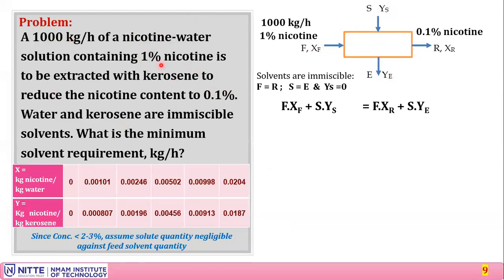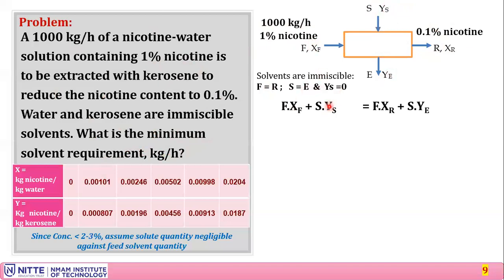Here it is not mentioned whether it's a multi-stage or a single stage. So normally, for minimum solvent requirement, we generally go for a single stage operation. So the input and the output are given to you. Let us assume that it is completely immiscible and the solvent is pure. So Y_S is equal to 0.